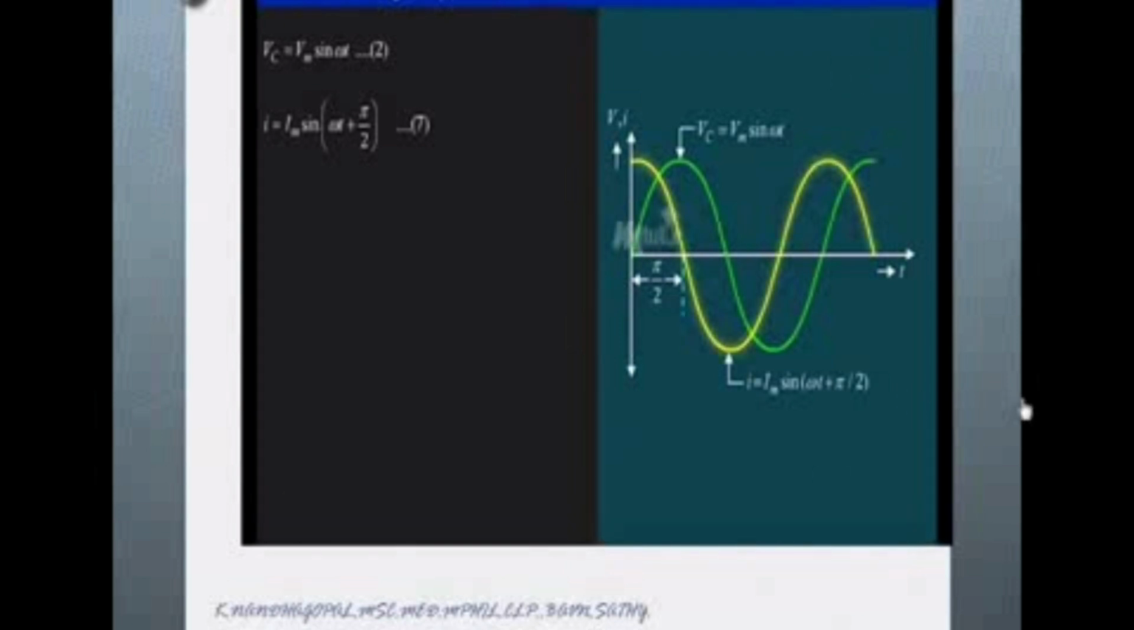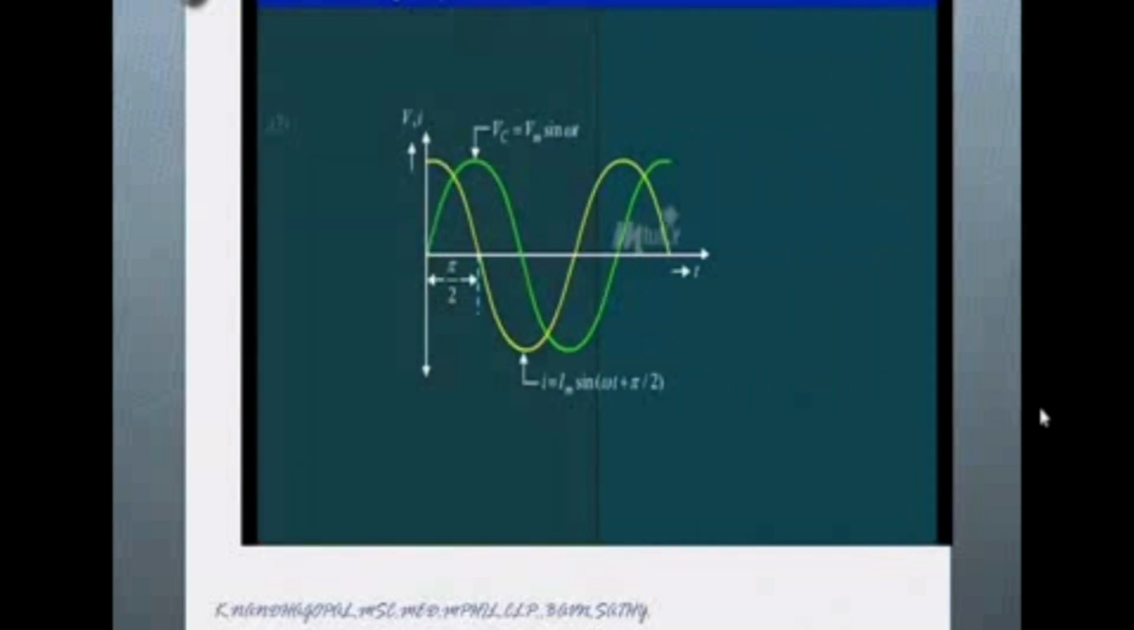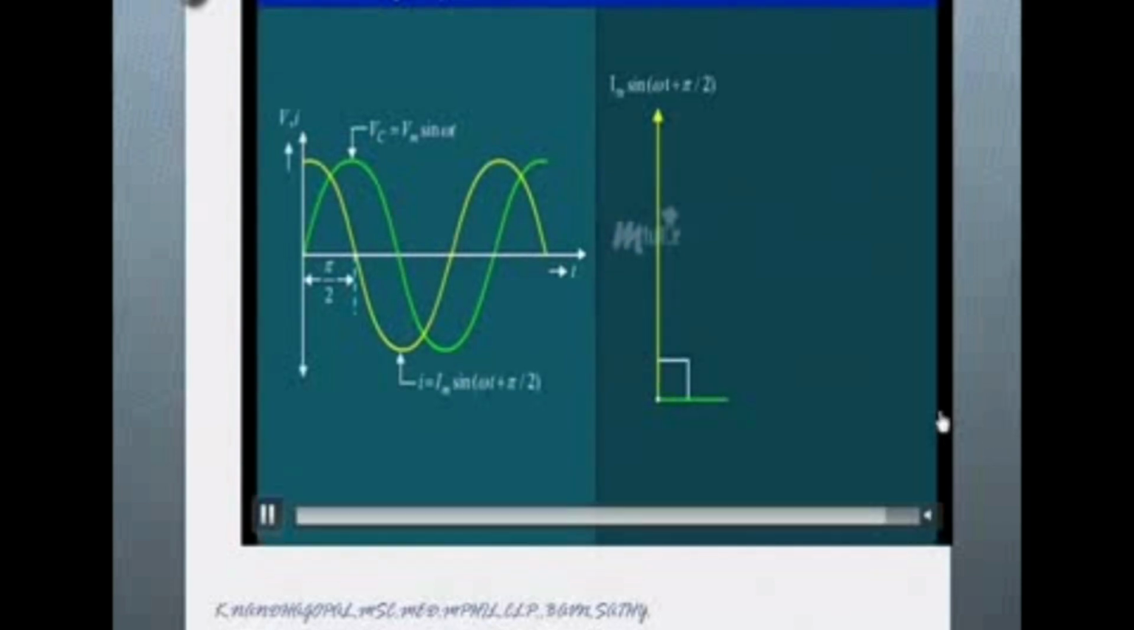Okay, so this is the capacitance connected with the AC circuit. So it's the phase angle between the voltage and the current. So this is voltage and current. The yellow color line is the current. The phase difference between these two is 90 degrees. That is pi by 2. So it's the phase difference between the voltage and the current. The current leads the voltage by the phase angle of pi by 2.